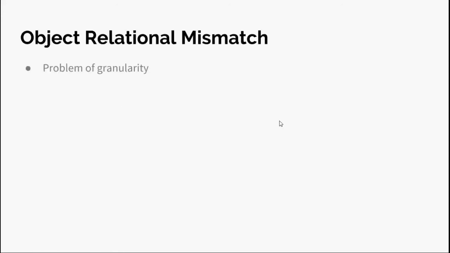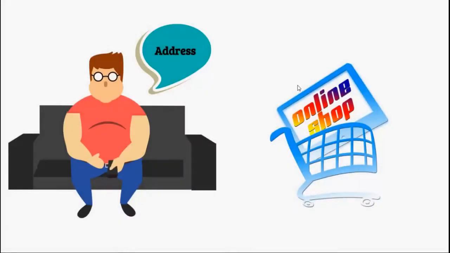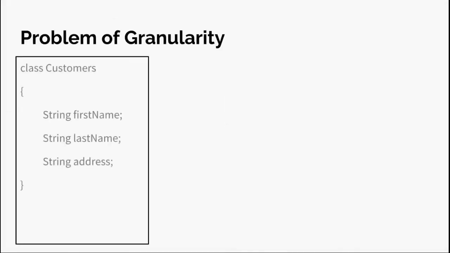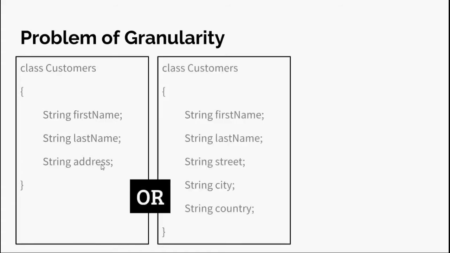First one, the problem of granularity. Let's understand the problem of granularity by an example. Suppose we want to make an e-commerce website in which we have to store customer details and their delivery addresses as well. On the Java side, we can make a class Customers to represent all the customers of our e-commerce website. In this class, we make data members for general information such as first name, last name. You can assume all the necessary data members. Now a problem occurs: should I write address as a string data member, or should I make a separate data member for each detail such as street, city, country.